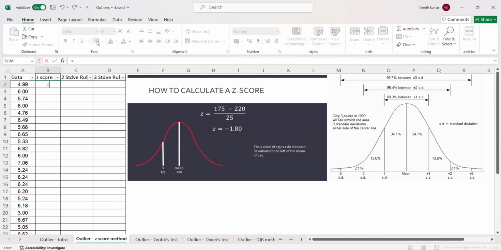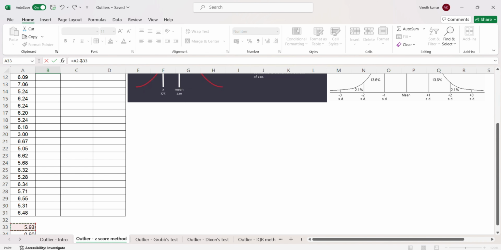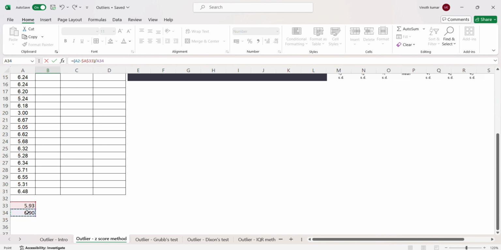So how do I calculate the z-score? The z-score will be the given value minus its average. To keep this average constant for all the values, I'm going to add a dollar sign before the letter and before the number. By doing this, I can simply copy and paste this formula. So I freeze the cell by adding a dollar sign, and now I divide it by the standard deviation. Again, for the standard deviation, I freeze the cell so that I can simply copy and paste the formula. Let me add the dollar signs.